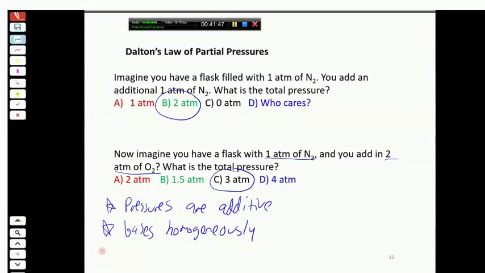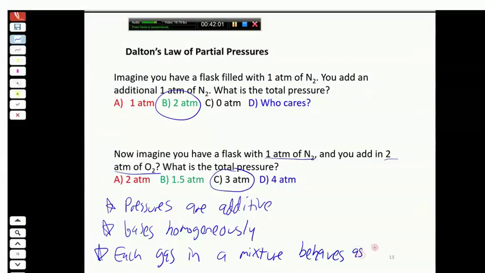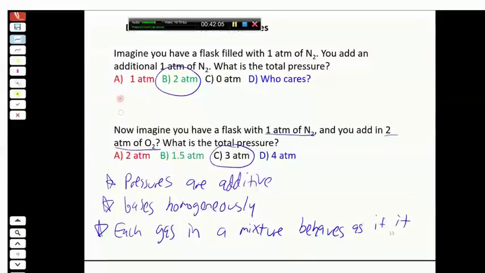And then the other thing that's important is that each gas in a mixture behaves as if it were the only gas present. So there's no interaction between the two samples of gases. So if we mix two different samples of gases together, in the second example we did nitrogen with oxygen, the nitrogen doesn't know that there's any oxygen present, and the oxygen doesn't know that there's any nitrogen present.